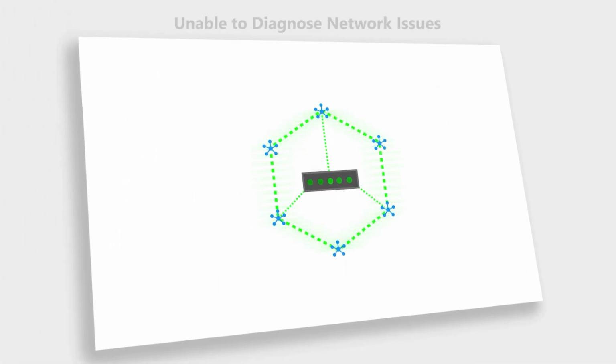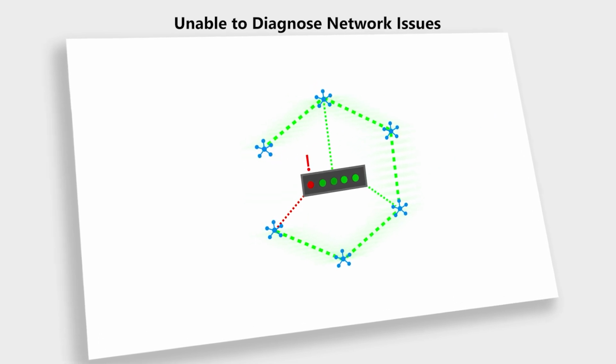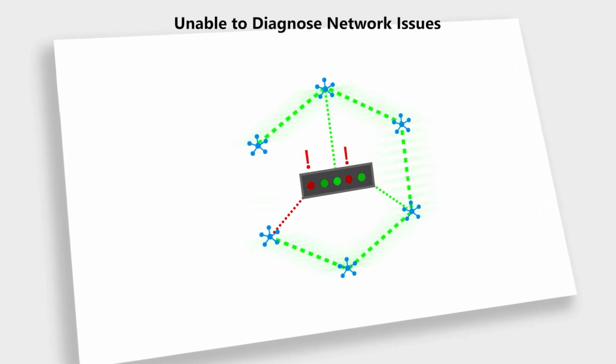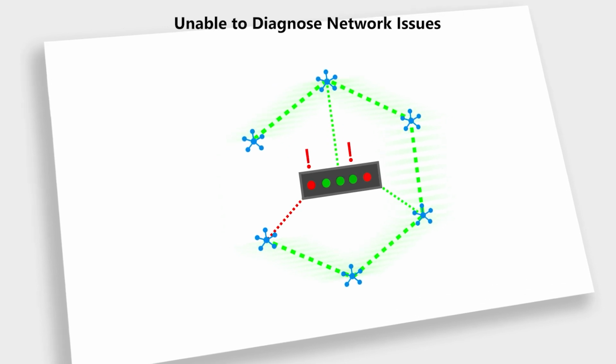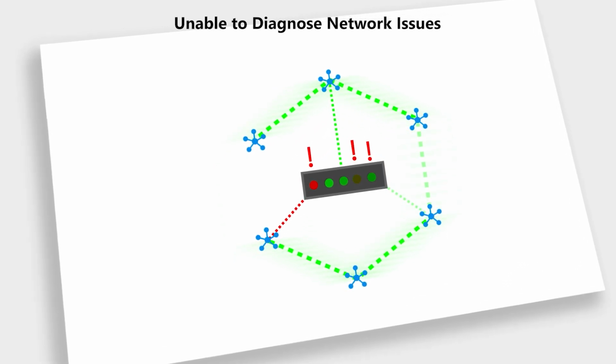Issue 2. Unable to diagnose network issues. Sometimes you may face difficulties in diagnosing network issues using Network Watcher's troubleshooting capabilities.